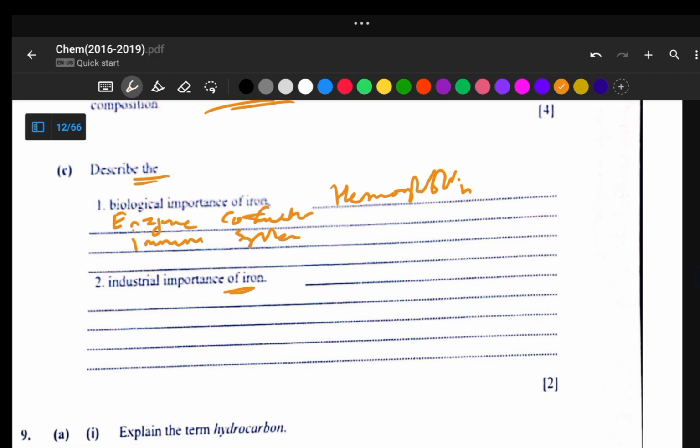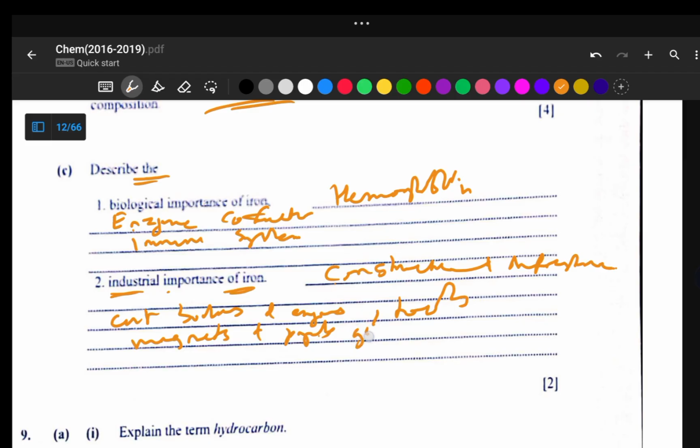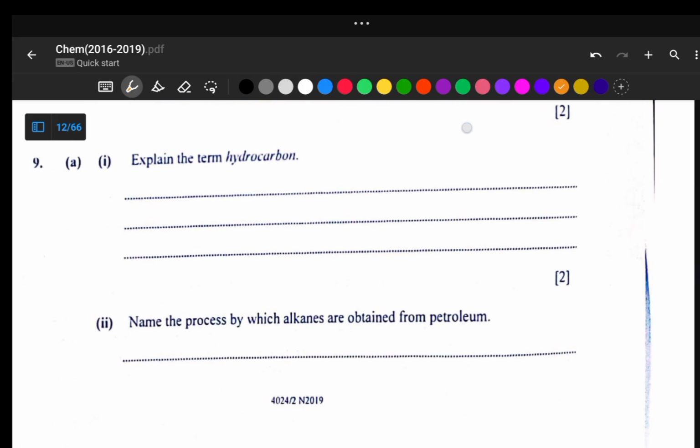And also for the industrial importance, we're going to use it in construction and infrastructure, right? We can also use it to make car bodies and engines, and we can use it to make tools, and making ships, buildings, and railways. We can use it to make magnets, right? And pipes, gas pipes, right? So we need to highlight that, gas pipes, right? So these are the uses of iron. And then we proceed to number 9.